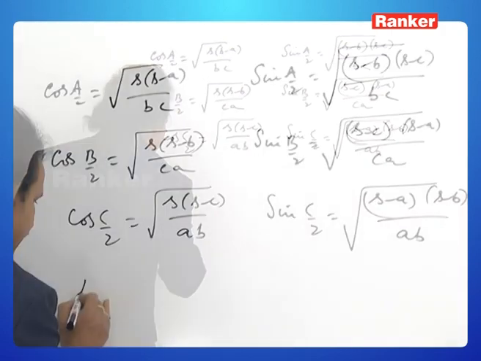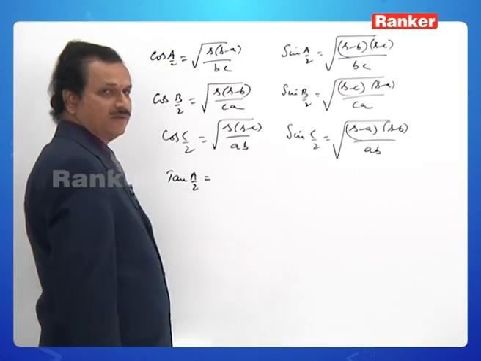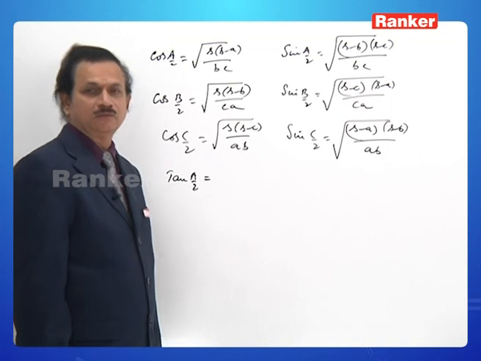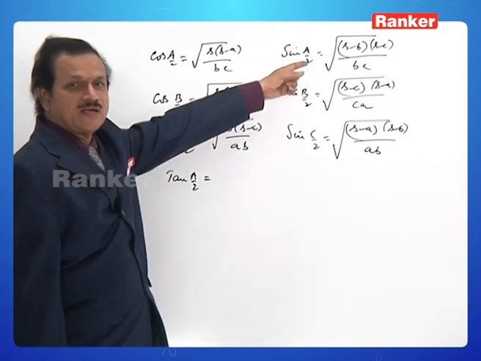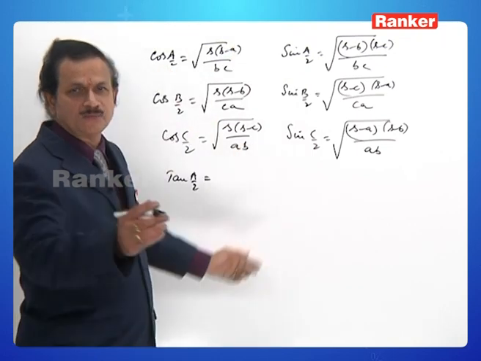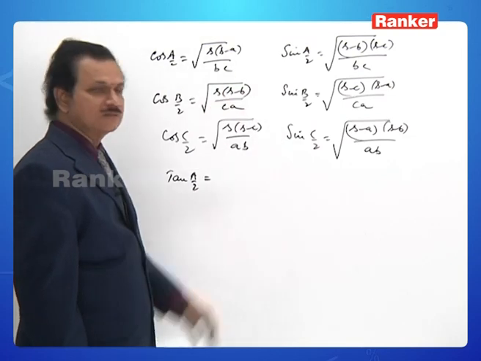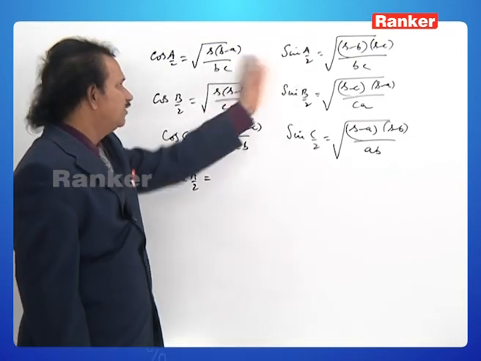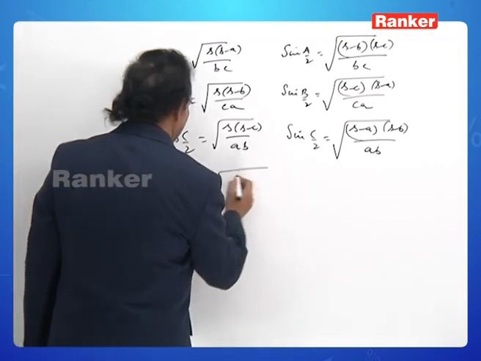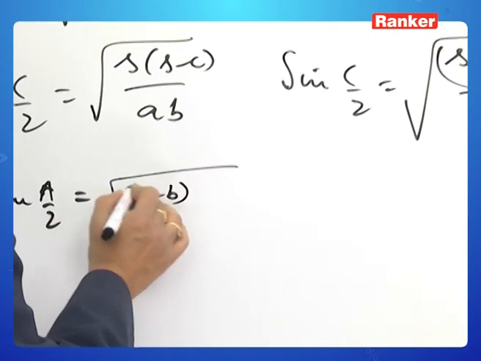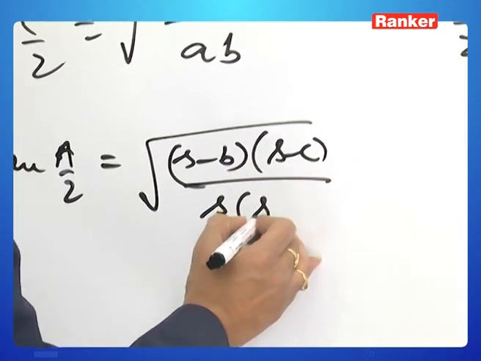Look here, tan A by 2. What is the basic formula for tan A by 2? It's nothing but sin A by 2 by cos A by 2. There is sin A by 2, here is cos A by 2. You can use them directly. Come on, use them. By this, what is going to happen? BC and BC will be cancelled, leaving you root of (s minus b) into (s minus c) by s into (s minus a).